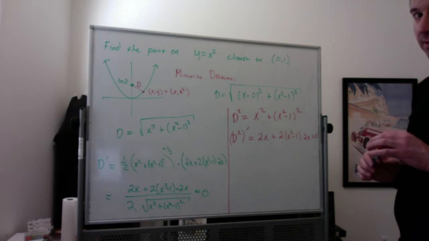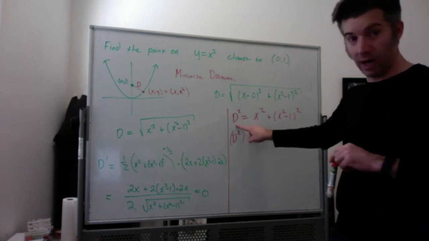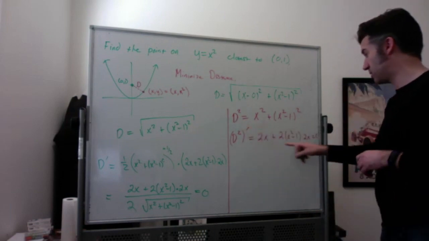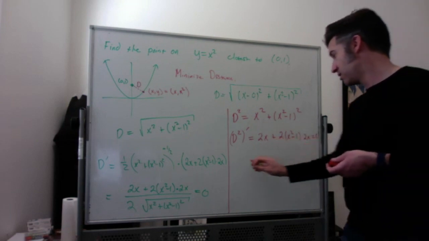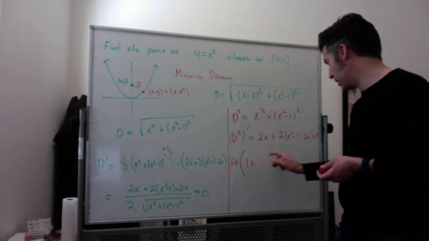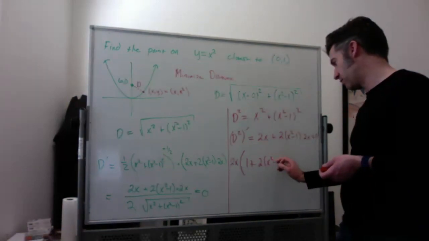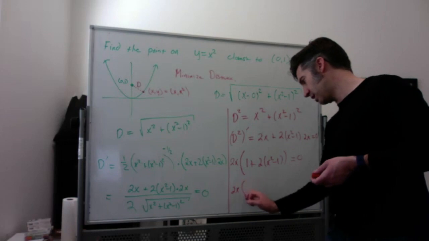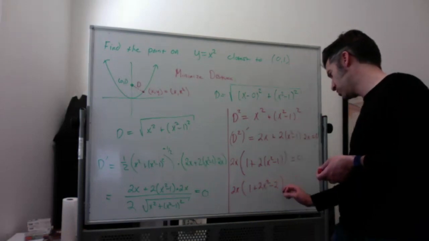So if you ever have to find the point closest, instead of minimizing the distance, minimize the square of the distance because it's going to be easier. Okay, I'm going to solve this equal to 0, and I'm going to do that by factoring out a 2x. So I get 2x times 1 plus, I'm factoring out that 2x, I'm left with 2 times x squared minus 1.